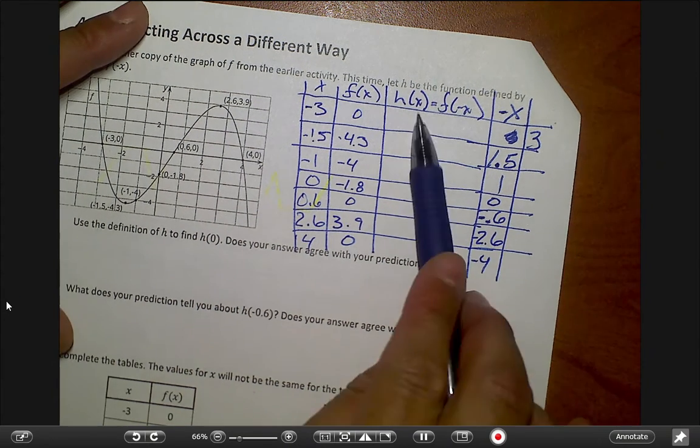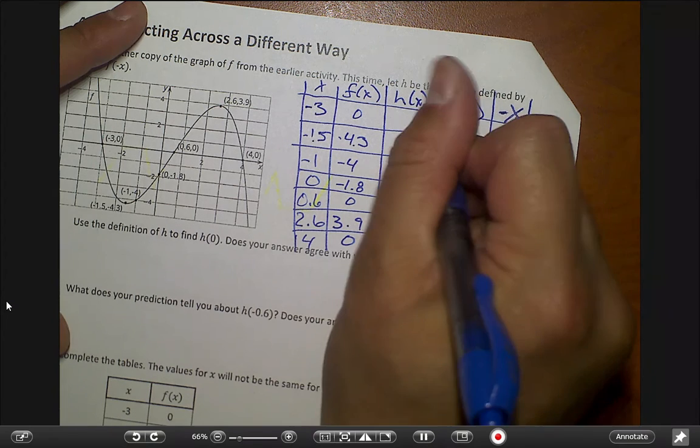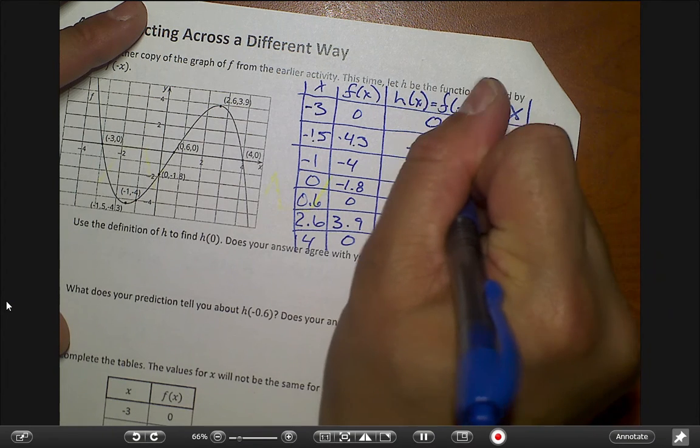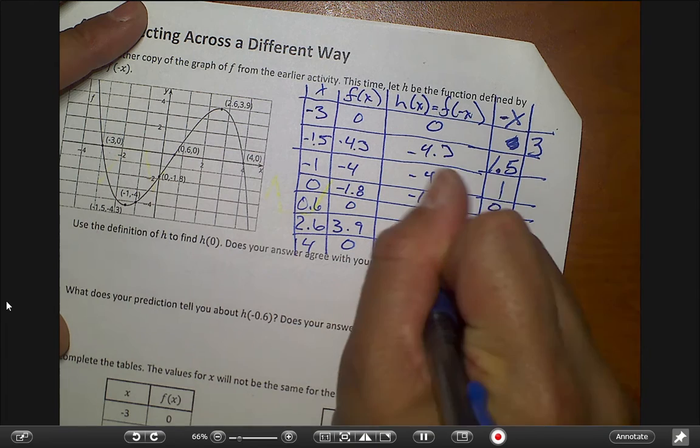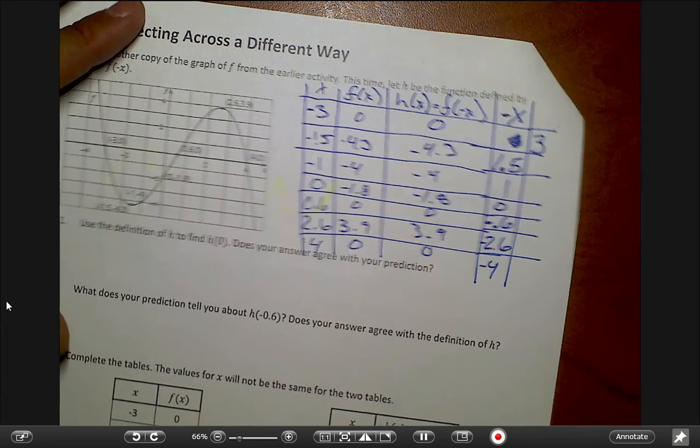If x is negative 3, negative x is positive 3. If x is negative 1.5, negative x is 1.5. You just recovered pretty well on that one, Mr. Brown. Thank you. If x is negative 1, then negative x is 1, and then we have 0.6, 2.6, and 4. It's not going to change any values for the y's, so these should all stay the same: 0, negative 4.3, negative 4, negative 1.8, 0, 3.9, and 0 again.